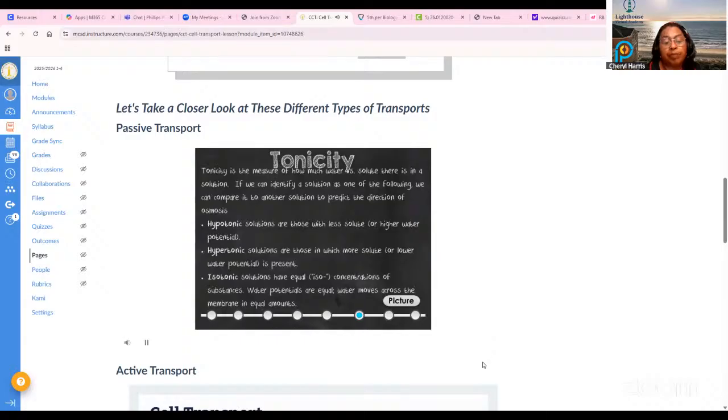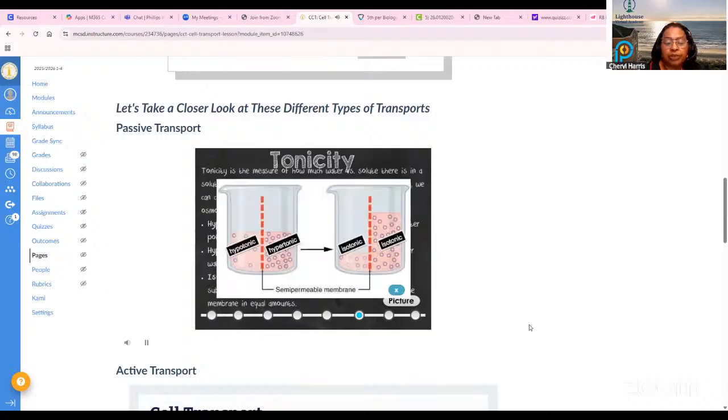Hypotonic solutions are those with less solute. Hypertonic solutions are those in which more solute is present. Isotonic solutions have equal concentrations of substances. Their water potentials are equal, and water would move across the membrane in equal amounts. Okay, you need to know those vocabulary words.